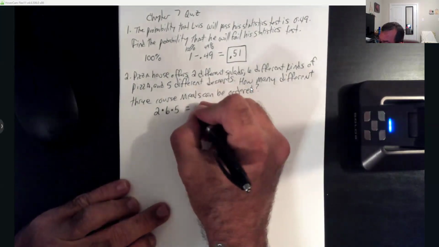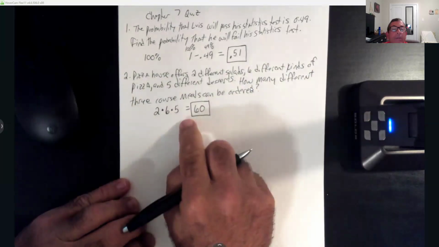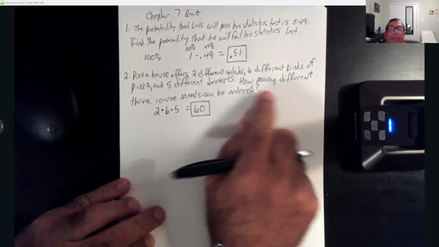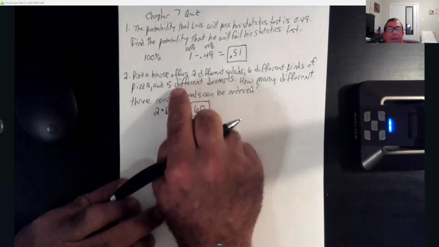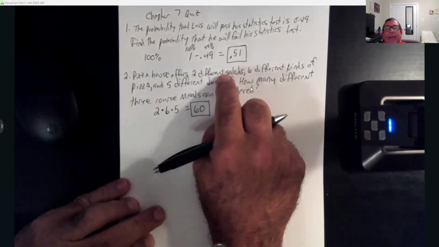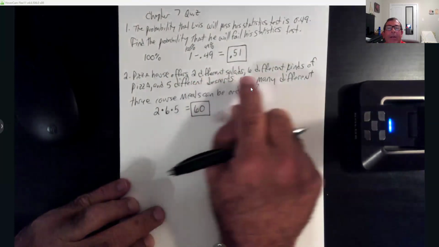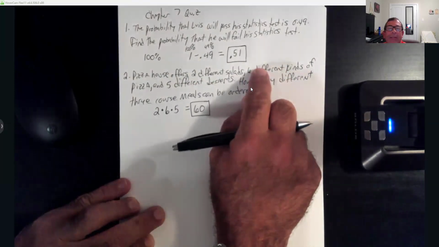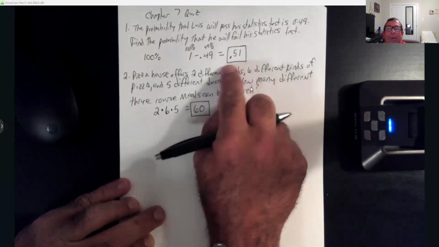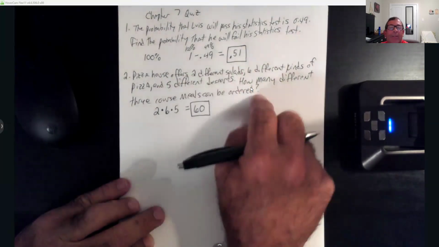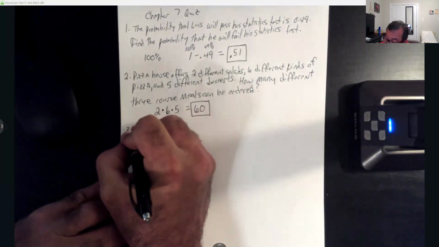60, good job. So 60 different combinations. You can have a Caesar salad, pepperoni pizza, cookie, and then Caesar salad, Canadian bacon, cookie. You can do that with 6 different pizzas for each salad. And then for each of those combinations, there's 5 different desserts. So y'all doing all them combinations, you got 60 in total.